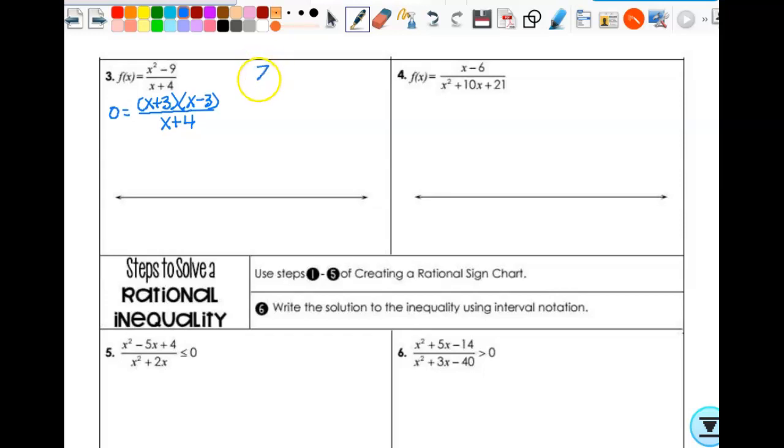So my zeros, I get my zeros from where? Numerator or denominator? Numerator. So my zeros are -3 and 3. And I get my vertical asymptotes from where? Denominator. X equals -4. And again, that is an equation of a line, and you write it as an equation, not as a set of numbers. Those are two completely different things. So then I have 3 things to put on here. Got -4, -3, and 3.